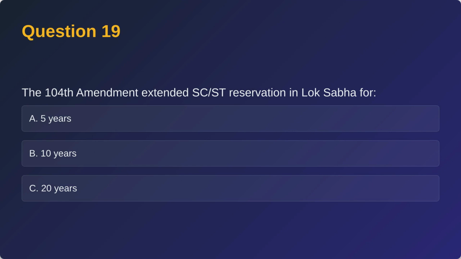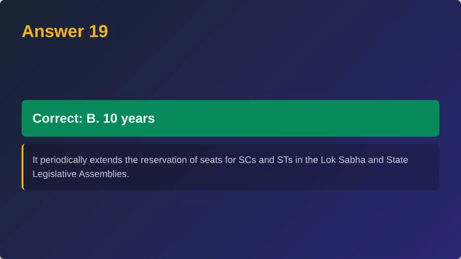Question 19. The 104th Amendment extended SC/ST reservation in Lok Sabha for how long? Answer: 10 years. It periodically extends the reservation of seats for SCs and STs in the Lok Sabha and state legislative assemblies.